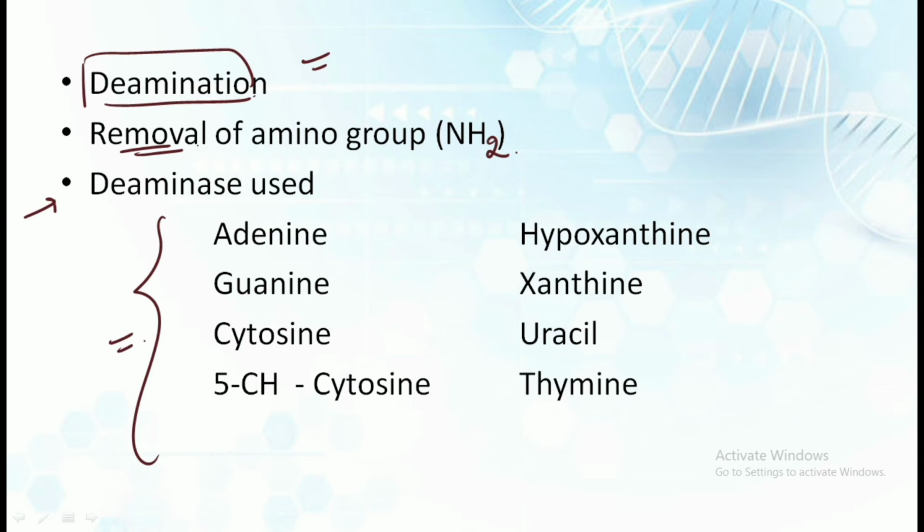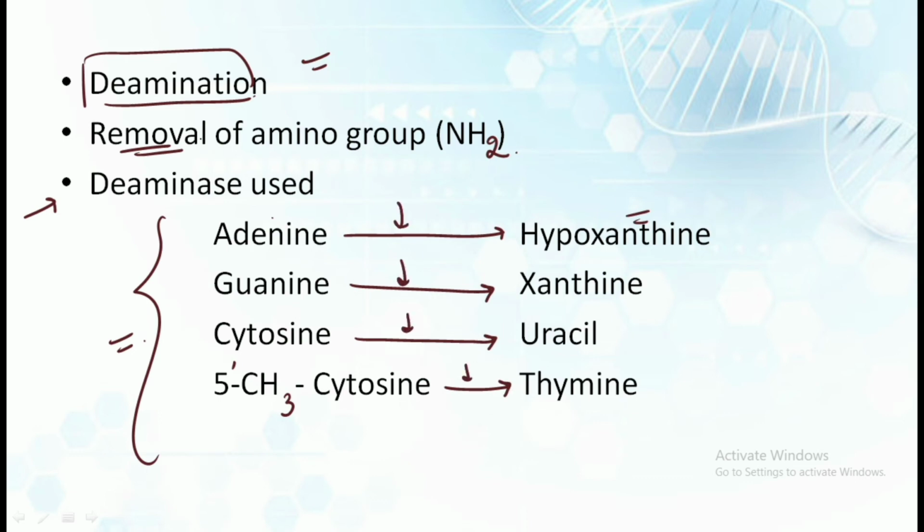As a result of the deamination, adenine gets converted into hypoxanthine, guanine gets converted into xanthine, cytosine gets converted into uracil, and 5-CH3 cytosine gets converted into thymine. And in each of these steps, there occurs the usage of the deaminase enzyme. Make sure you remember about them. Questions have been framed, and it is one of the most frequently repeated topic areas.